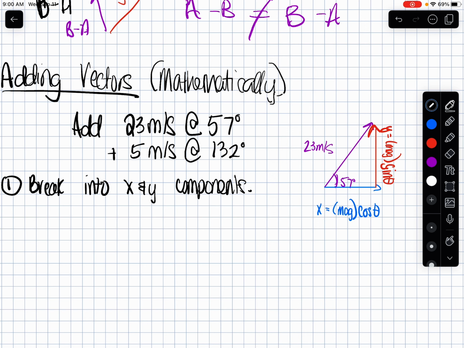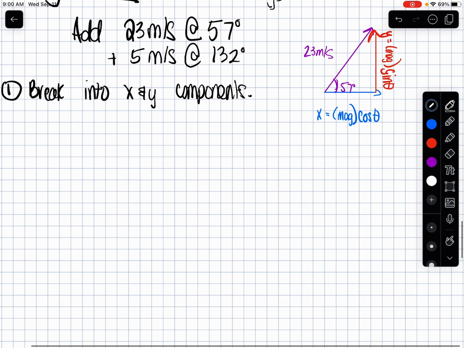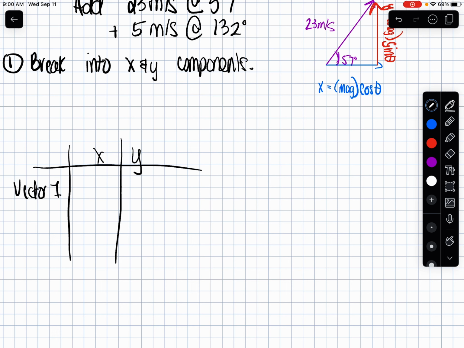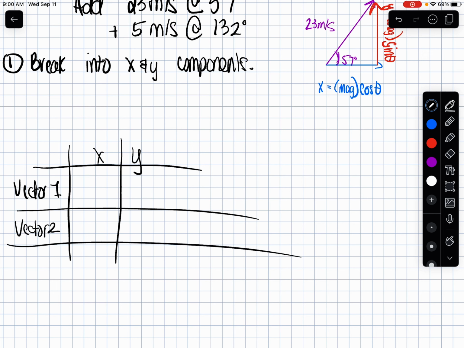Okay, now you have a bunch of numbers and it's kind of hard to keep track. So I'm going to help us keep track by making a little chart. We're going to make an x column and a y column. I'm going to call this vector 1. Doesn't really matter which one vector 1 is. I'm going to call this vector 2. And we're just going to write the x and y components in here.